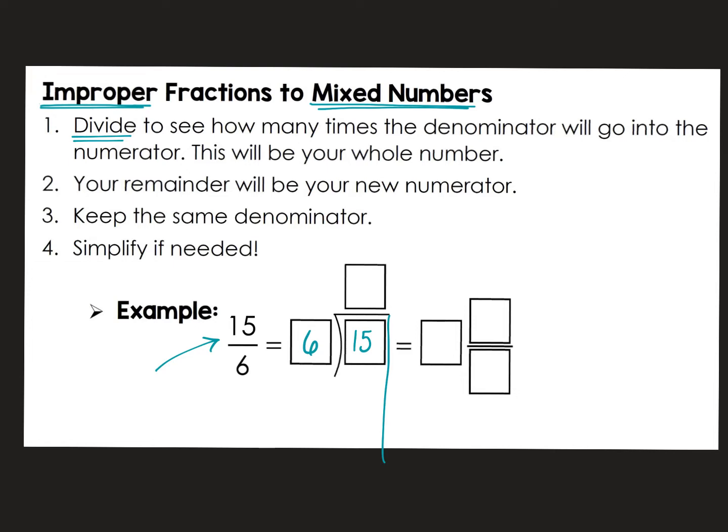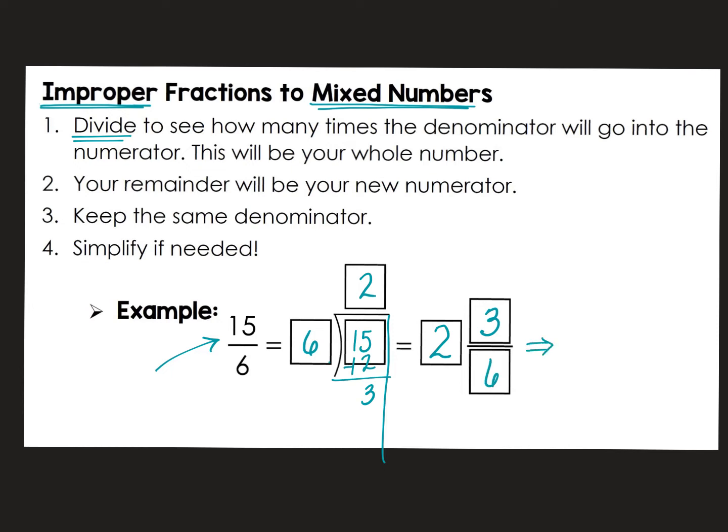What do you think? Yep, it would be 6 times 2, because 6 times 2 is 12, and we find that the difference is 3. If I have something less than what I'm dividing by, this is known as my remainder. How do we write this remainder? Well, we have two whole groups of 6. We have a remainder of 3, and we were dividing by 6.